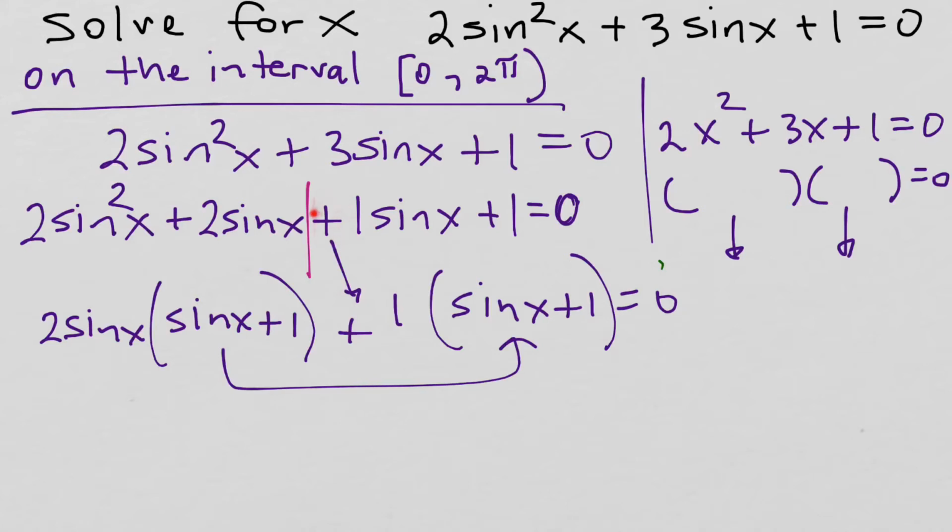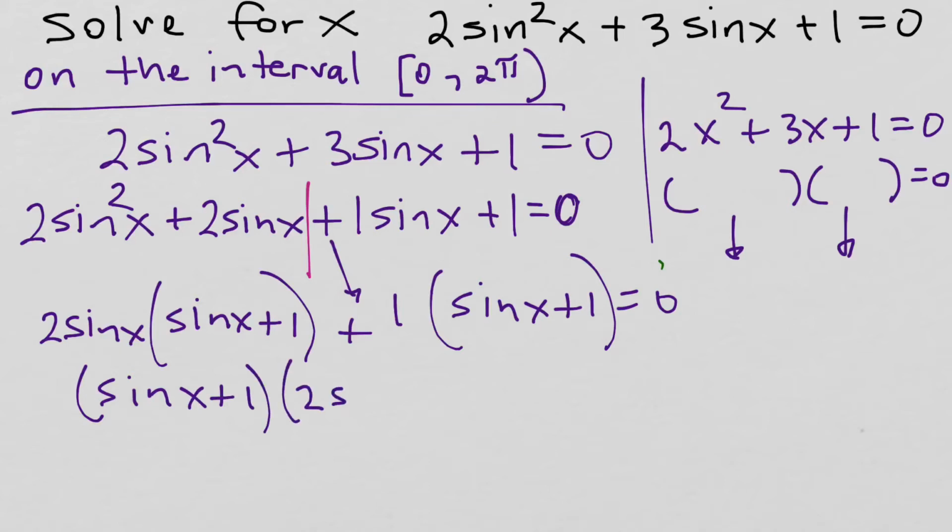And this sign here is always this sign here. So you want to check and see whether you distribute out correctly. 2 sine of x times sine x, yes. 2 sine of x times 1, yes. 1 times sine of x, yes. 1 times 1, yes. Okay, so I'm factored correctly. Now my final step, sine of x plus 1 times 2 sine of x plus 1.